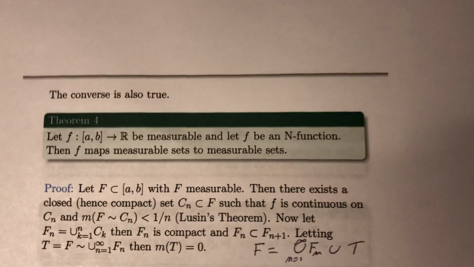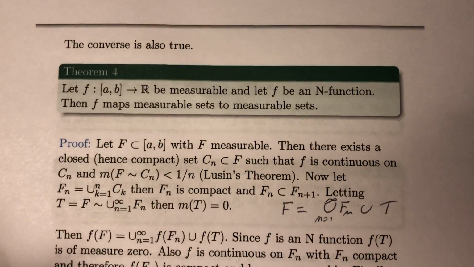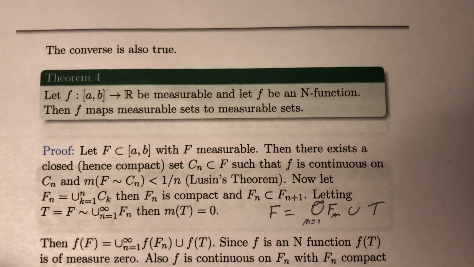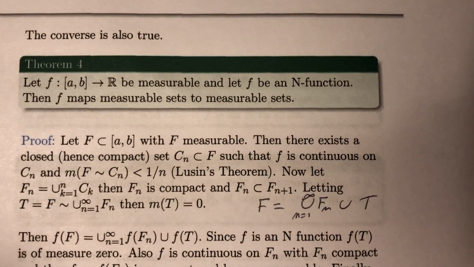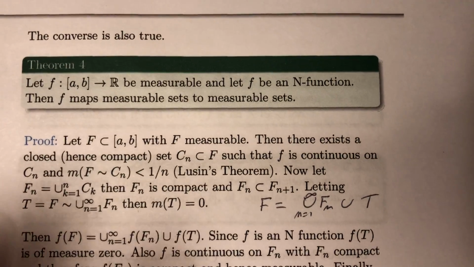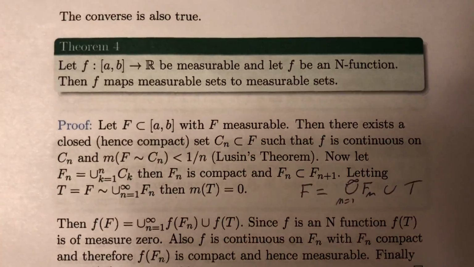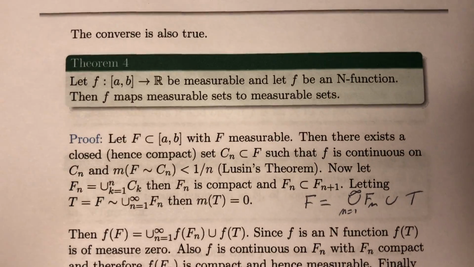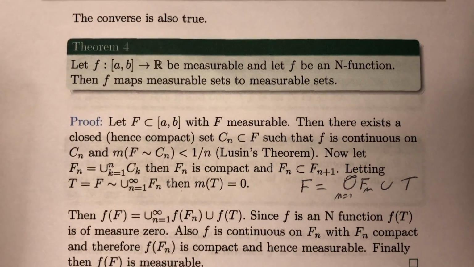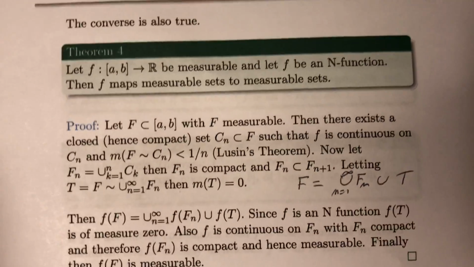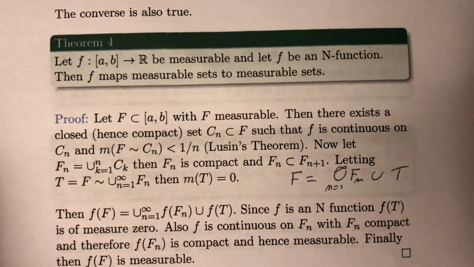And the converse also turns out to be true. So if you have a measurable function that's an N function, then it must map measurable sets to measurable sets. To me, this is kind of interesting, because just knowing that it's an N function, we only know how it behaves on sets of measure 0. But this says something a lot stronger: that it maps measurable sets to measurable sets.